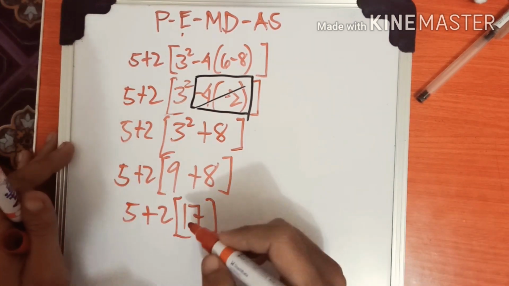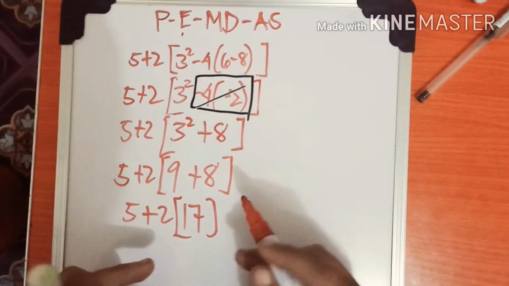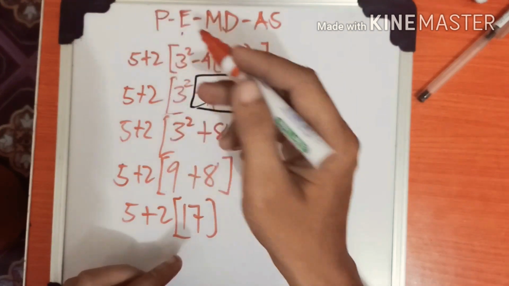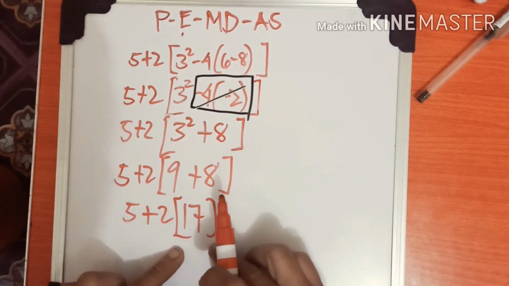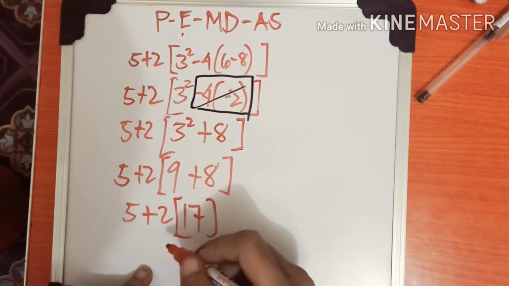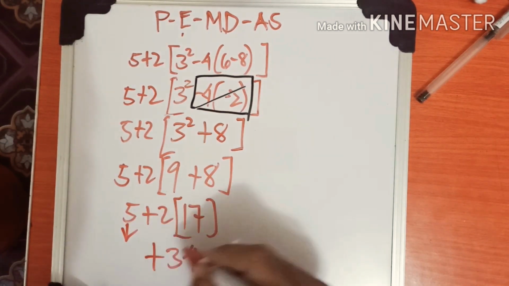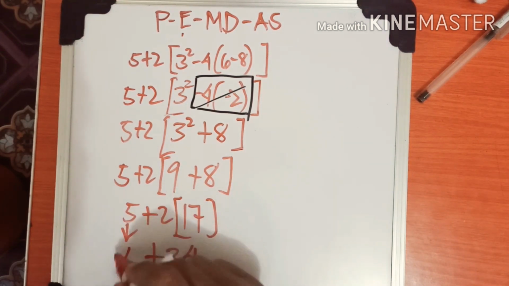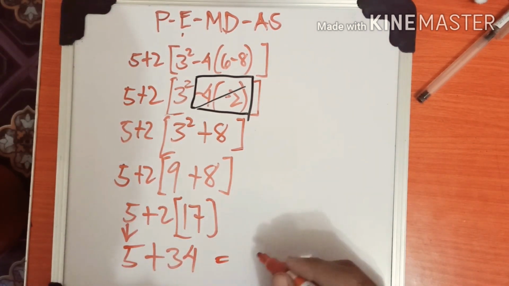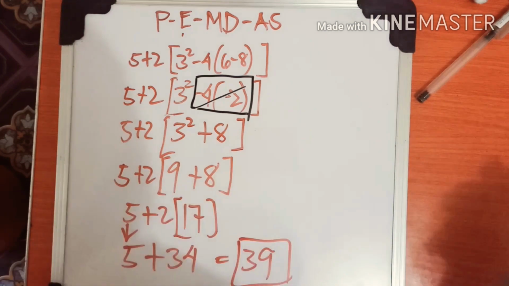Now in this rule, look at the parentheses. P represents the parentheses, the grouping symbol, so we have to evaluate the grouping symbol first. So 2 times 17, that is 34. Then copy the 5 with the positive 34, so that is 39. So this is the final answer. So let's move on to the next example.